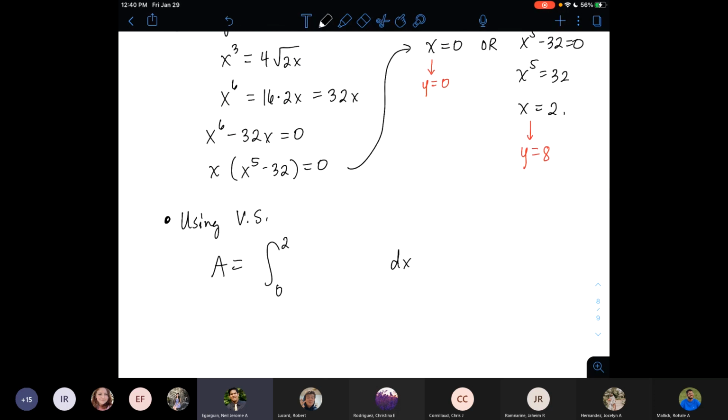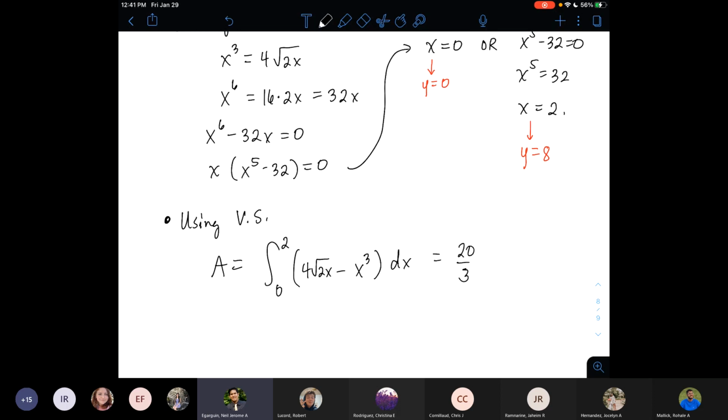So the bounds are from 0 to 2 of the square root function, the fourth root of 2x, minus the cubic function, x cubed. And then when you calculate this integral, Robert is right, you will get 20 over 3.